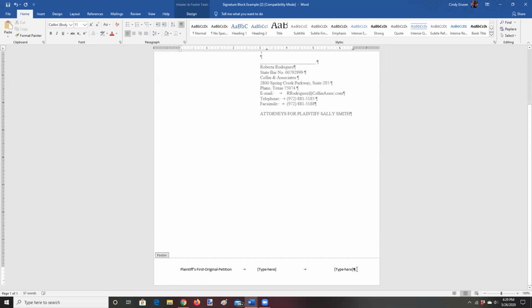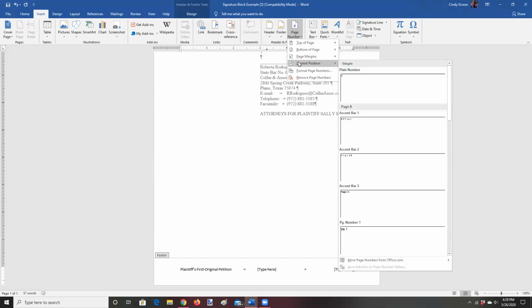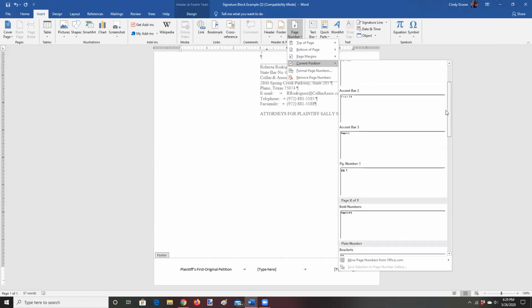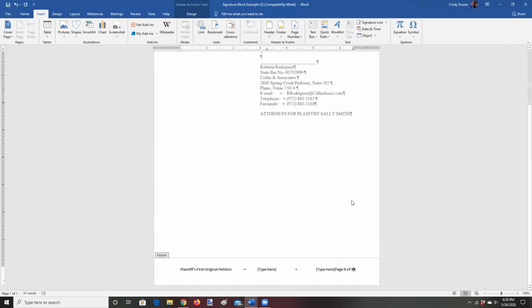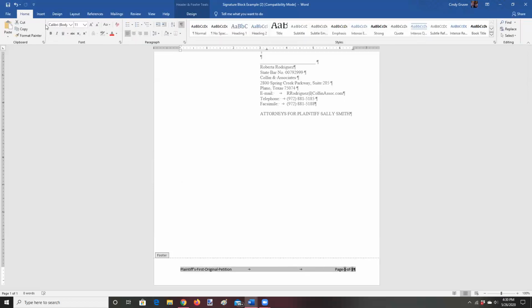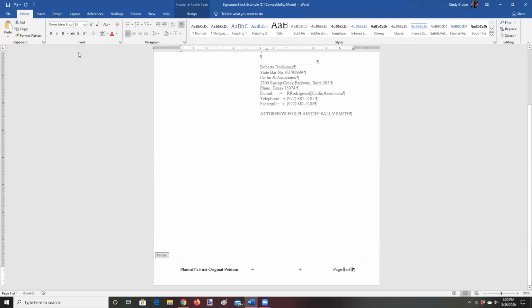Then I'm going to click right here, and I'm going to go up here to Insert and go to Page Number. I'm going to choose Current Position, and I'm going to scroll until I see one that I like. And this is the one that I like, Page 1 of 1. So now I'm going to remove those extra things, and now I just need to get the right font. So I'm going to go to Times New Roman, and I'm going to go with 12 this time.